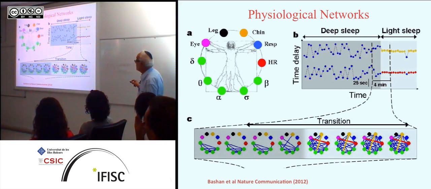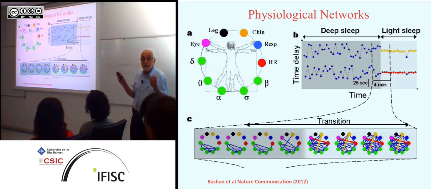Another work was done in physiology networks. I'm showing you how in different fields this network study can help. What you see here is that deep sleep and light sleep are usually regarded by physicians as very similar. They have different names, but for different reasons. What we see here is a very different behavior in the network which connects brain to heart rate, to respiratory, to chin, to leg, to eye movement. All these movements are related to this.